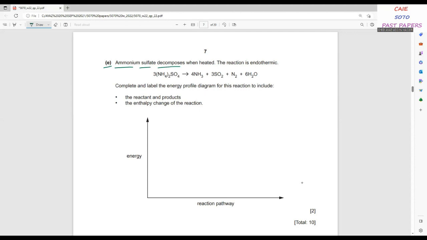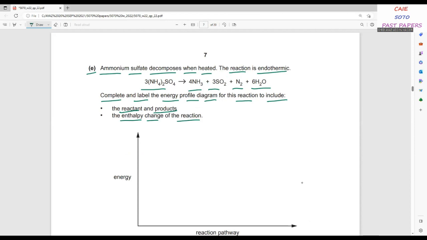Ammonium sulfate decomposes when heated. The reaction is endothermic. This is the reaction. It's a decomposition reaction. And here are the products. Complete and label the energy profile diagram for this reaction to include the reactant and the products, the enthalpy change of the reaction. So this reaction is endothermic, which means that product will be at the high energy state. So we'll start from this side. The energy will go up.